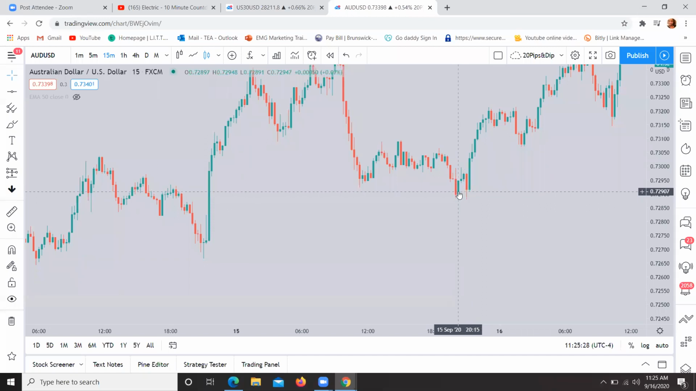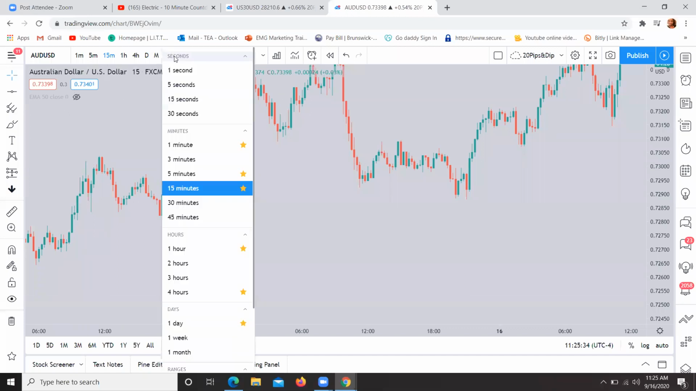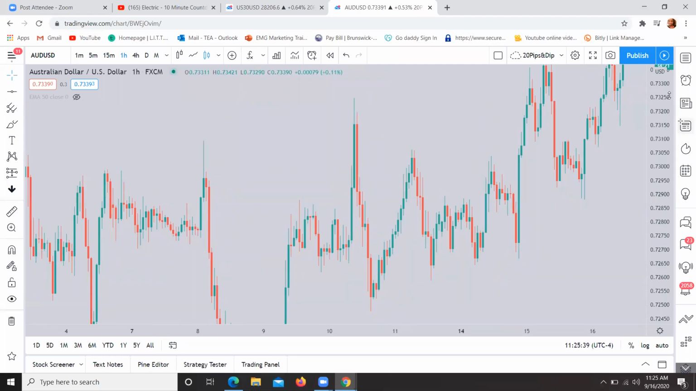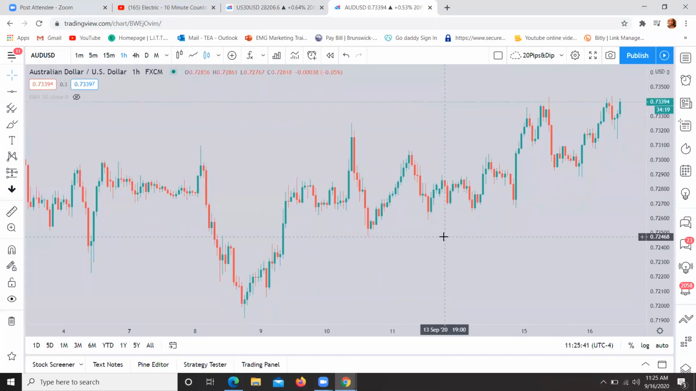20, right? 2015, 2030, 2045, and then it's the next hour. So we have different time intervals that you can look at. I teach on the 1 hour.